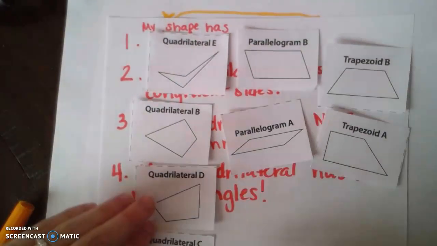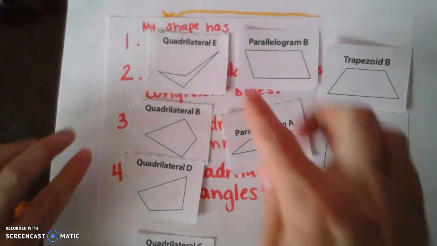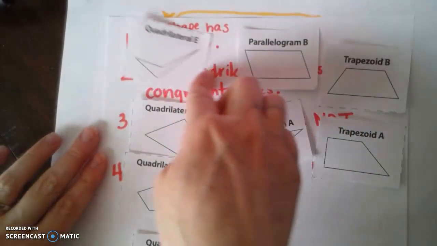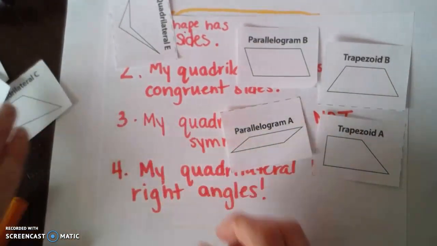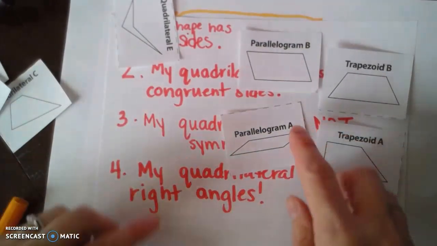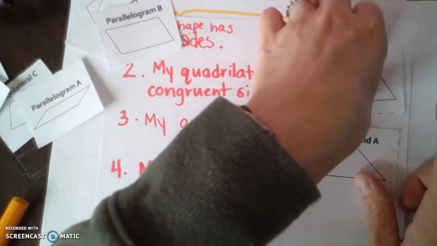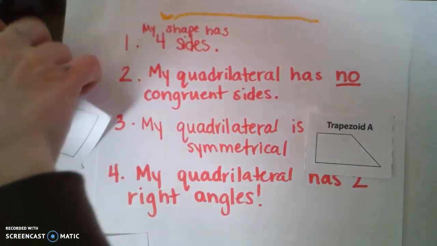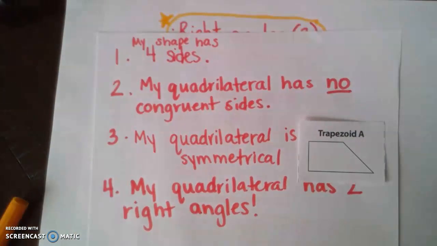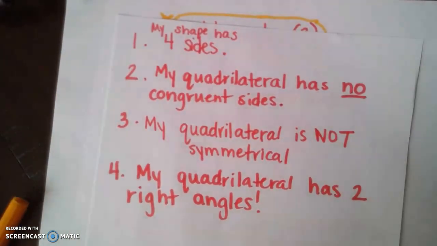Okay. So if we read their last clue, my quadrilateral has 2 right angles. This one doesn't have any. This one doesn't have any. This one doesn't. That one doesn't. Does this have any? Nope, no right angles, no right angles, no right angles. There we go. So yes, this set of clues, this quadrilateral riddle does work because it left me with only 1 shape left. Okay, so that is going to be your job today, friends.